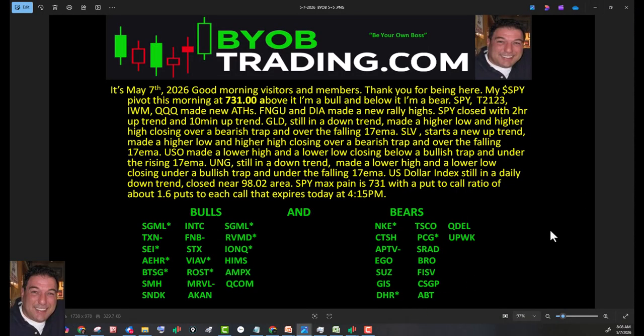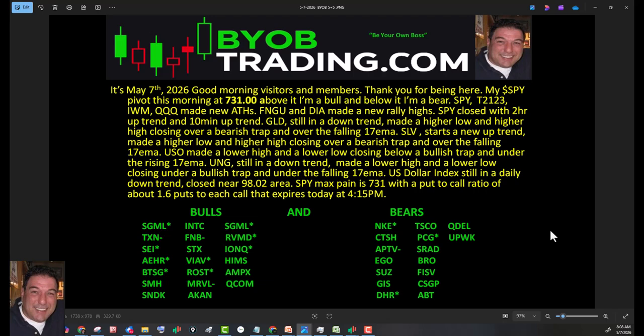My SPY pivot this morning, 731. Above it, I'm a bull. Below it, I'm a bear. So yesterday, SPY, T2123, IWM, QQQ, all made new all-time highs. FNGU and Diamond Dow made new rally highs. SPY closed 2-hour uptrend, 10-minute uptrend.